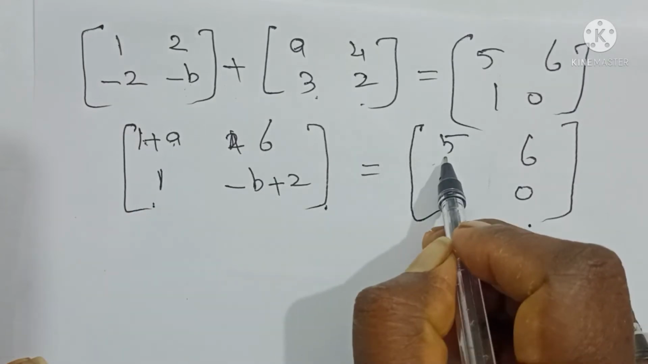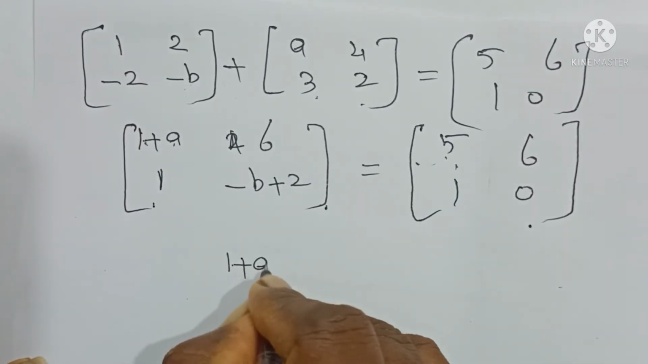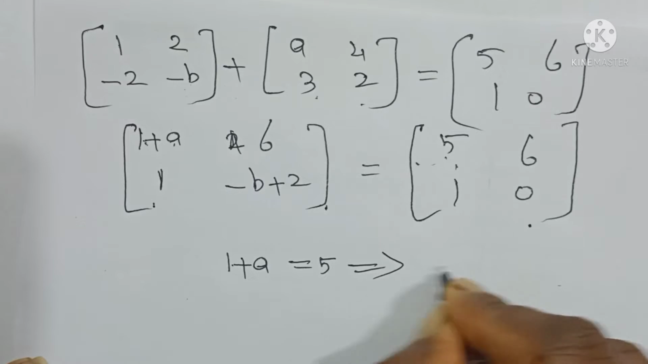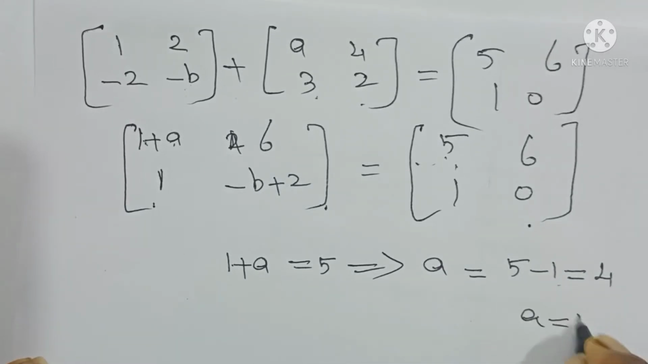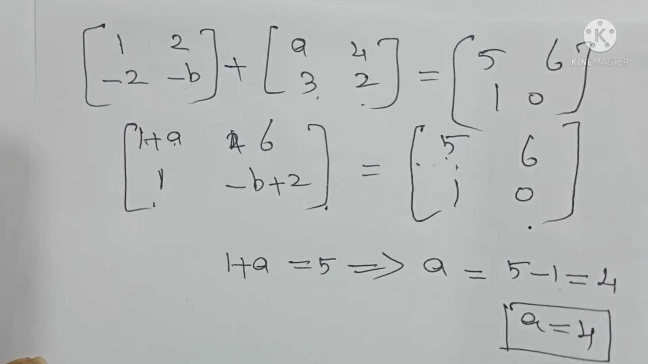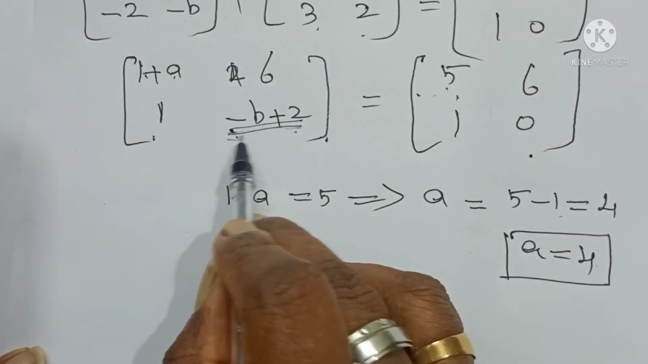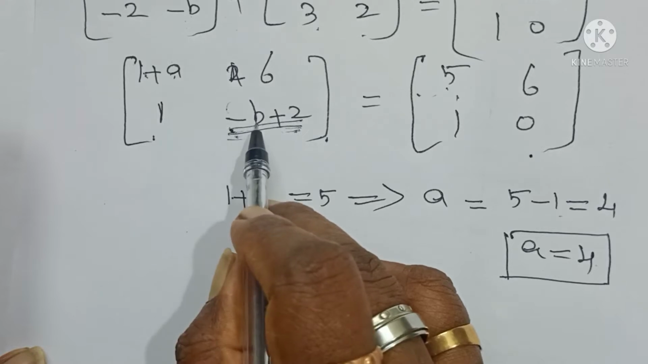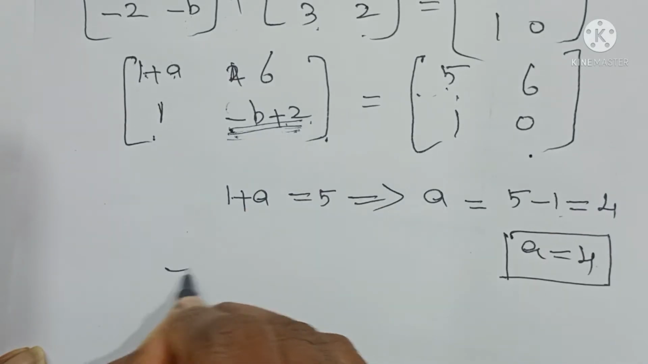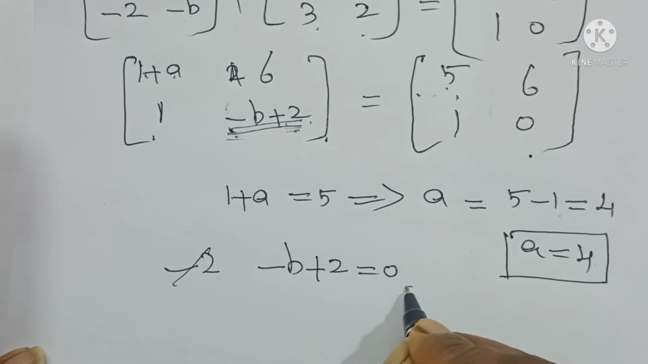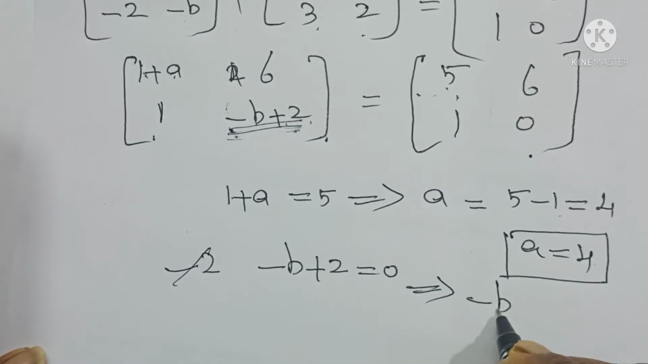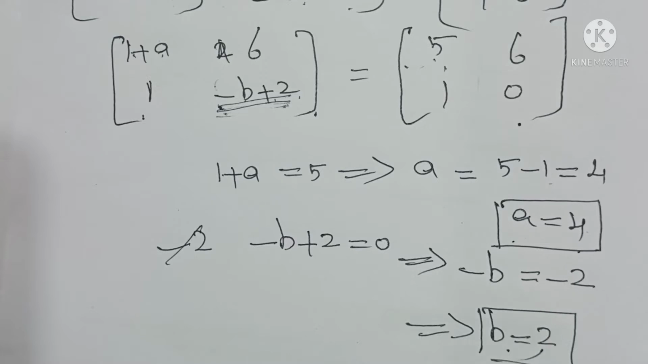So 1 plus a is equal to 5. We have to equate. Then you can find the value of a, correct? So what is a? 5 minus 1, which is equal to 4. So the value of a is equal to 4. Here you have to take this term, then you can find b. So minus b plus 2 is equal to 0. From this you can find the value of b. b is equal to minus 2, and this implies b is equal to 2. So a is equal to 4, b is equal to 2.